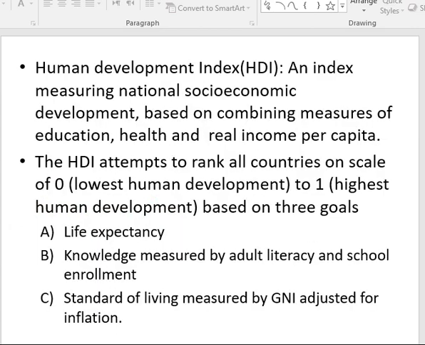Now, Human Development Index has a particular definition, and that is, it is an index measuring national socio-economic development. What is index? Index means any measuring instrument or any measuring parameter. Index, in simple language, is an instrument or a device which is used for measuring something, right? So usually we have this index in measuring a particular variable from one time to another time. That is basically the concept.